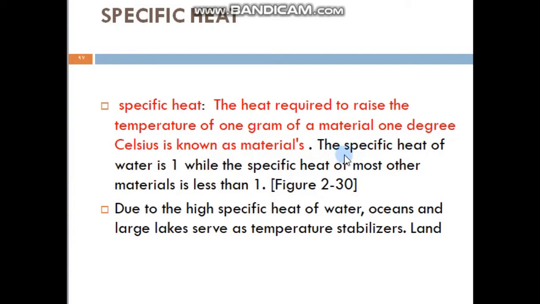Okay, so the specific heat of water is 1, while the specific heat of most other materials is less than 1. And you can see that in your book in figure 2-30.